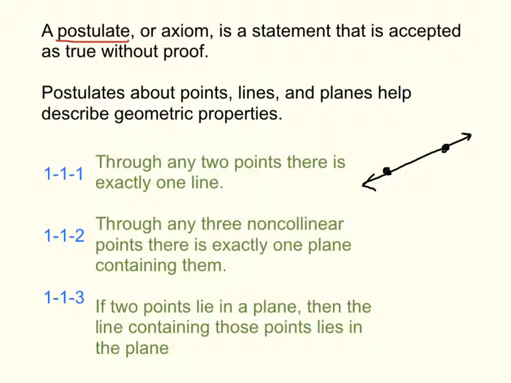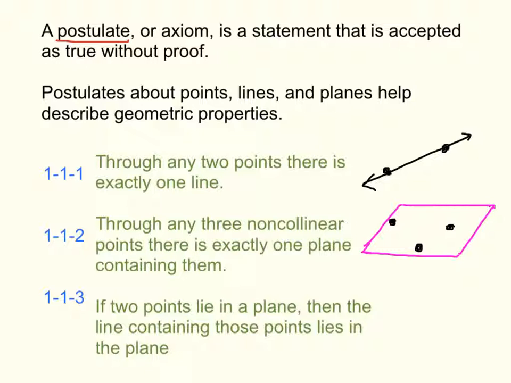The next postulate says through any 3 non-collinear points. Now remember, 3 non-collinear means 3 points that do not lie on a line. So through any 3 non-collinear points, there is exactly 1 plane that contains them. So we know that there is a plane, and I'm just going to label it purple here. Remember, a plane is like a flat surface that extends in any direction infinitely. So any 3 non-collinear points make exactly 1 plane that contains them.